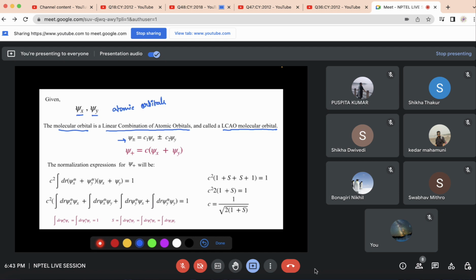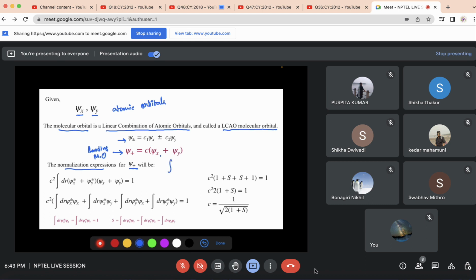psi plus-minus equals C1 psi x plus-minus C2 psi y. Now this is a general expression. Here this psi plus is my bonding molecular orbital, and this bonding molecular orbital is written as C times psi x plus psi y. To find the normalization expression for this psi plus, we have to put psi plus in the normalization condition.